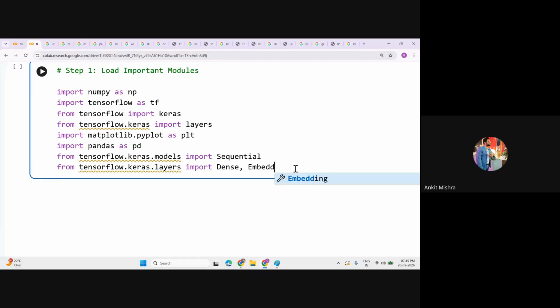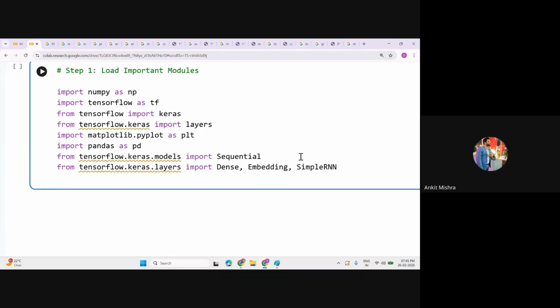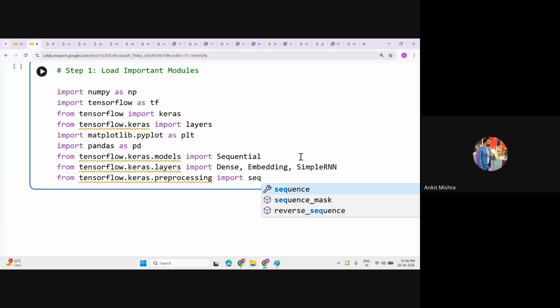I'm not getting the hint for embedding. Embedding, and you can call SimpleRNN as well, because we want to build the model with the simple RNN. Okay, now we have called everything. Let's call one more thing for the sequences: from tensorflow.keras.preprocessing, let's call sequence. Okay, perfect. Now I think we have imported everything.